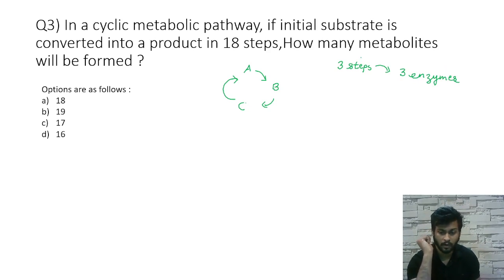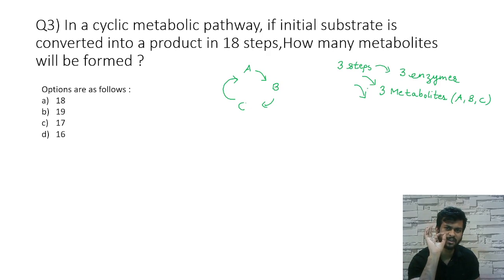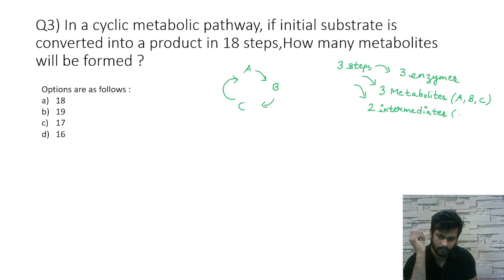Okay. Here we can observe that number of metabolites are also 3, A, B, C. In linear type of metabolic pathway, we were getting 4 metabolites. But here we will get 3 metabolites because it is cyclic type of metabolic pathway. 3 metabolites, A, B, C. And intermediates is except initial substrate and final product, that is A. So except A, everything will be intermediates. 2 intermediates, B and C.